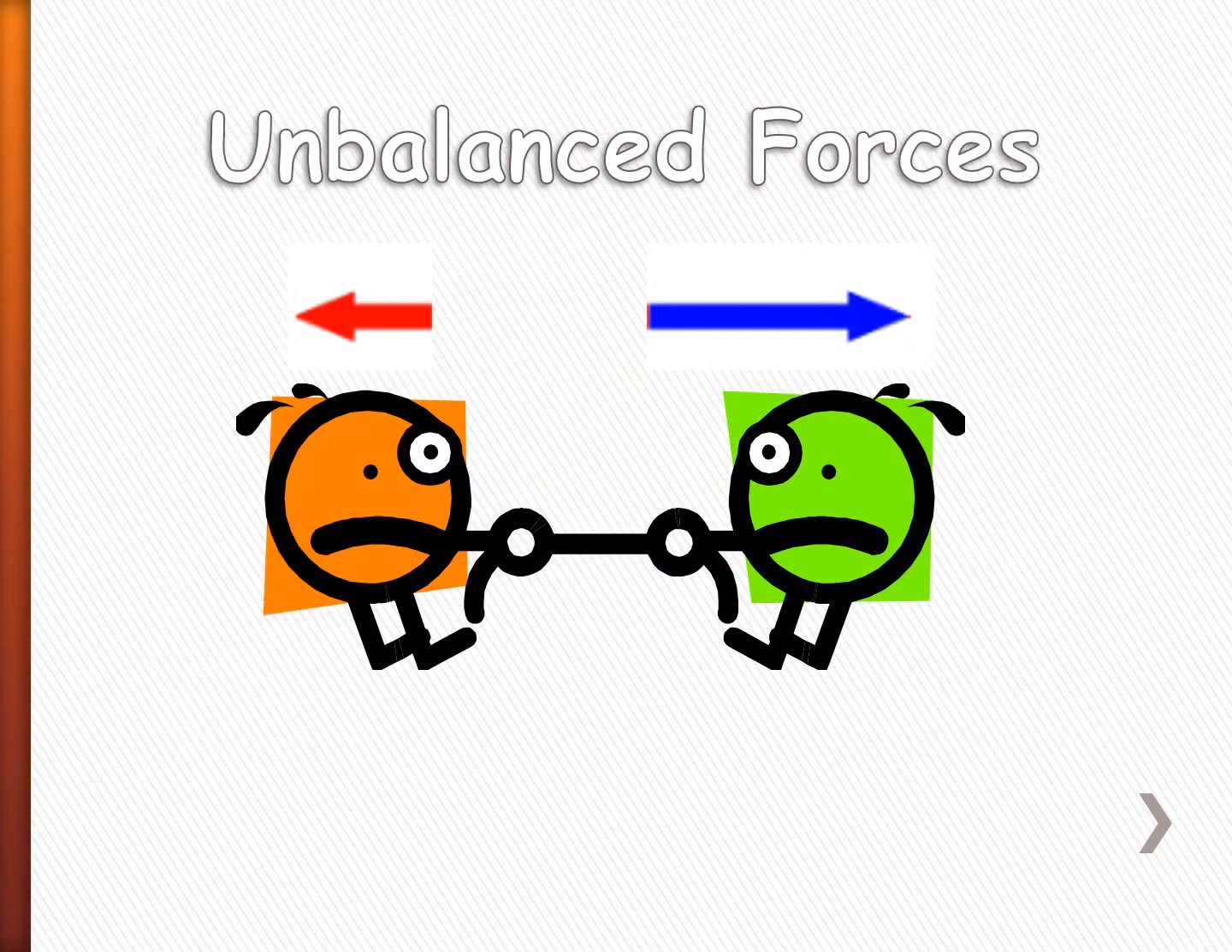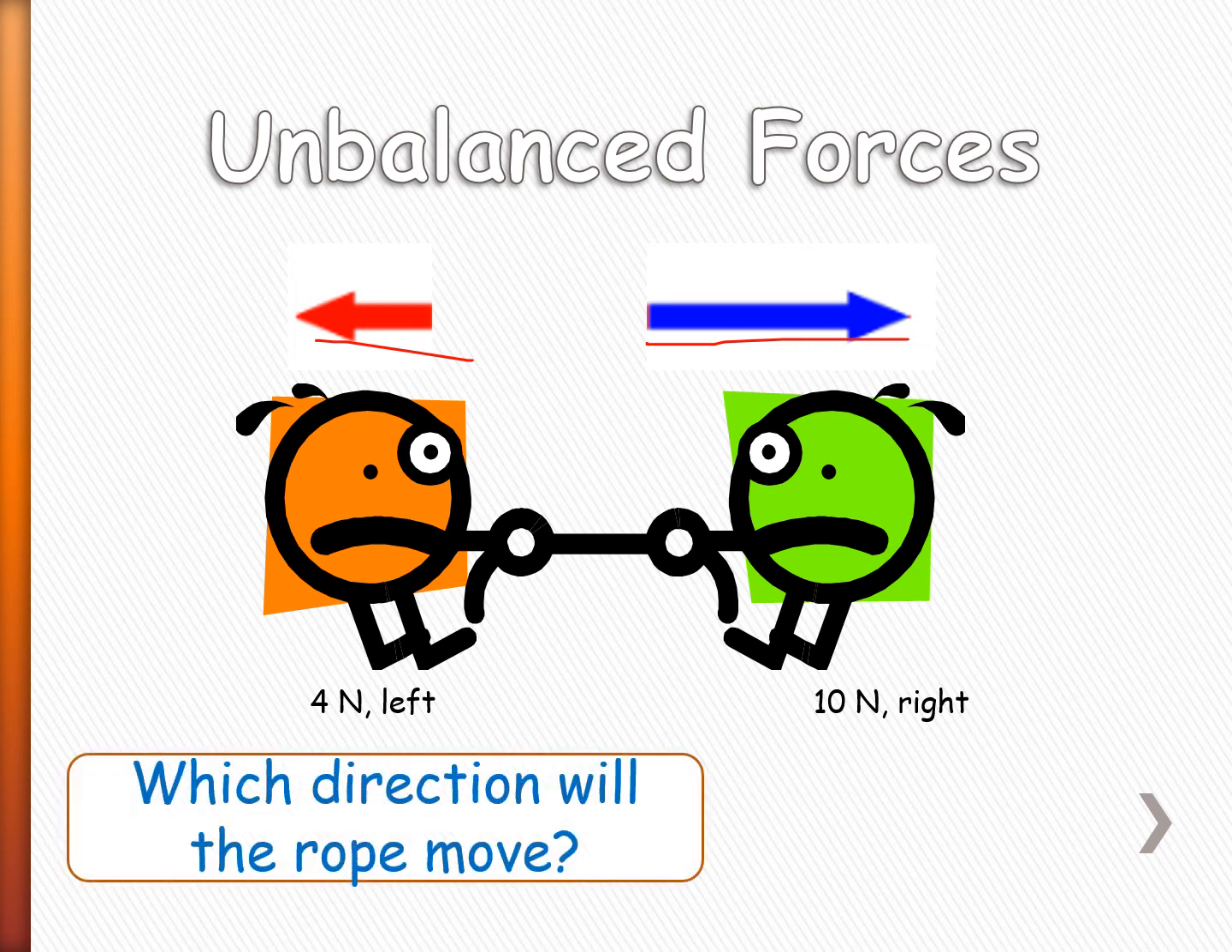Okay, we have here another illustration. So we have here two forces represented by two arrows, a longer arrow and a shorter arrow. The short arrow is 4 newtons and the long arrow is 10 newtons. Question: which direction will the rope move? So the rope will move in the direction of the blue arrow. Why? Because the blue arrow exerts the bigger force.